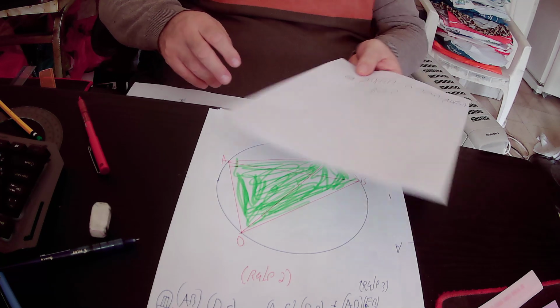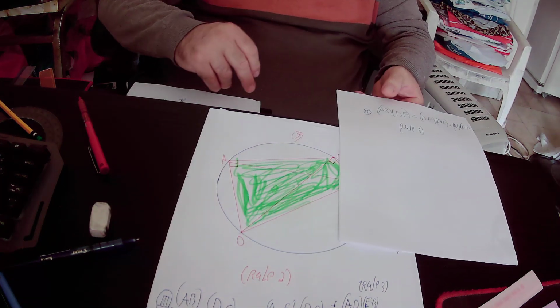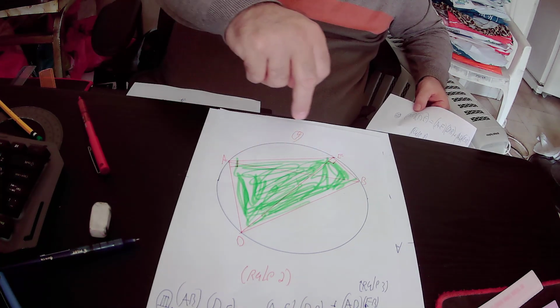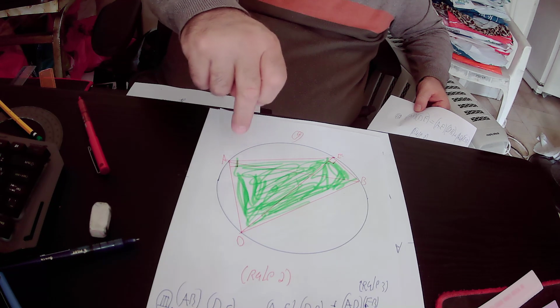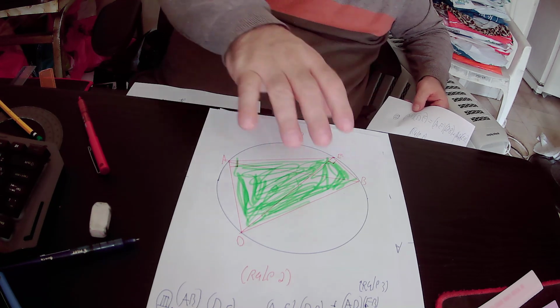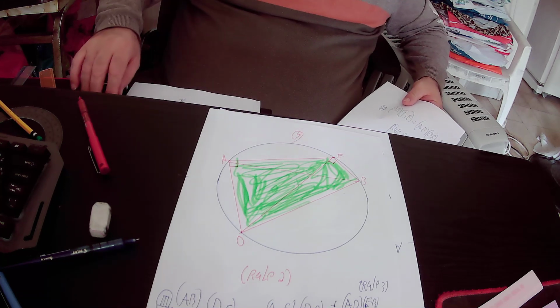I'll repeat again. Equation number 3 is the implementation of rule number 3 in our drawing. We can implement rule number 3 in this drawing because we have a quadrilateral that is inscribed by a circle. Whenever we have a quadrilateral inscribed by a circle, we can implement rule number 3 in that drawing.